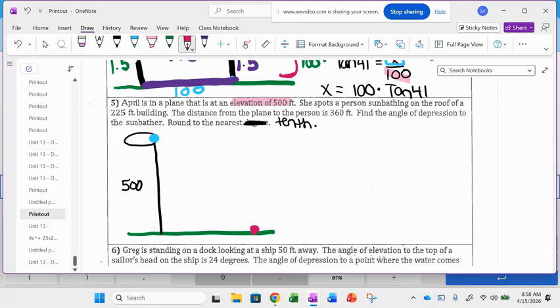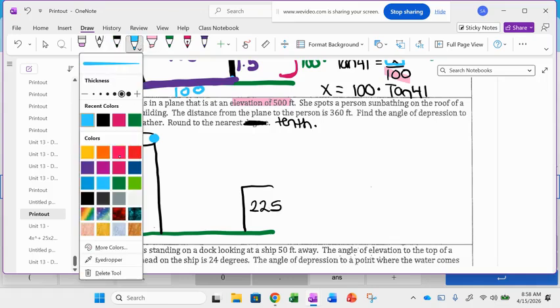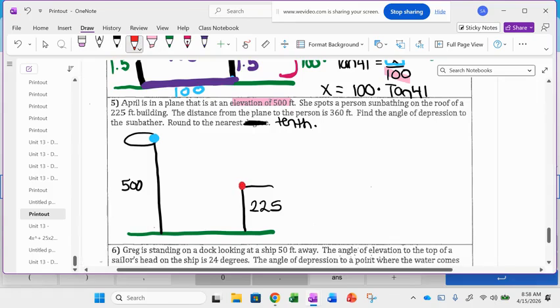Exactly. So they're saying April is on a building and that building is 225 feet. So because they're giving the building height and the sunbather is on the building, don't I now have to draw that building with some height? If they didn't give the building height, could I just draw it as a dot on the ground? Absolutely. So now we're giving that building some height, 225. And we will make the sunbather a dot on the building.